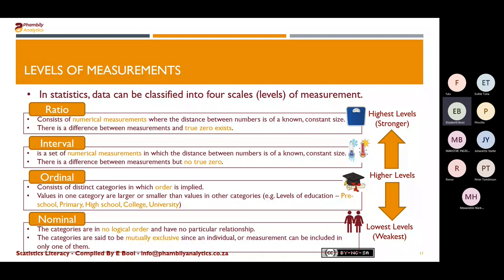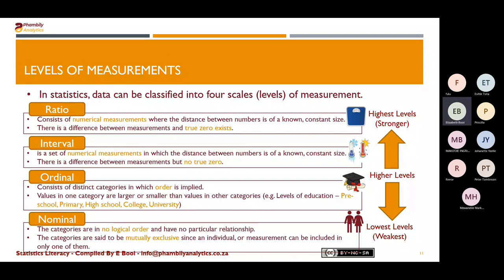The ratio consists also of a numerical measurement, but it has a true meaning of zero. So zero means zero. Zero means you do not exist. Zero means there is nothing. The true meaning of zero exists. Like when you weigh yourself and it's 0 kilogram, it means you don't exist. So it needs to be at least 20, 30, 40 kilograms. So any value that does not take a negative number, it's a ratio. If it takes a negative number, think about it as interval.